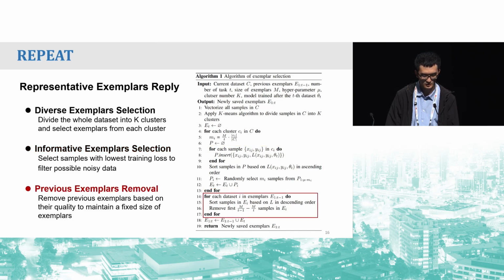And at last, to maintain a fixed size of examples, we also need to reduce the preserved data in previous datasets. So here, for each previous dataset, we remove the samples with the highest training loss we have calculated before. Based on both processes, we get the exemplar set, and it will be used to retrain the model on the following datasets.